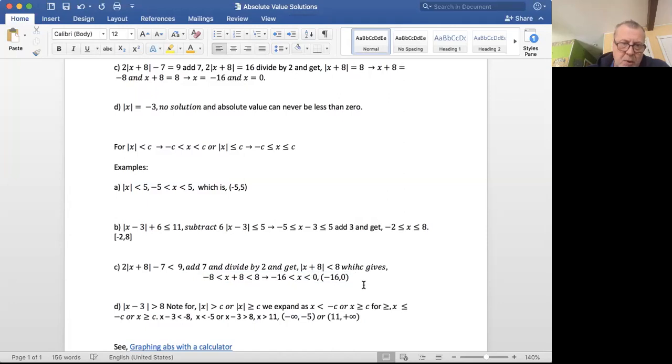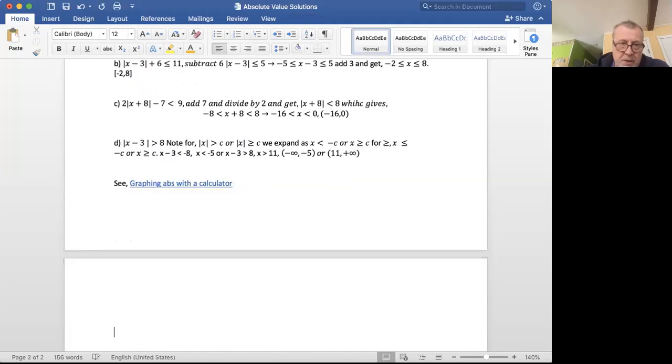Let's take a look at one problem where we do a greater than. Okay, this is where we do a greater than. So in the greater than, we have the absolute value of x minus 3 is greater than 8. So when it's greater than or equal to, we expand this way. We expand as x is less than minus whatever this number is, or, can't be both at the same time, x is greater than whatever this number is. So for example, we have the absolute value of x minus 3 is greater than 8.